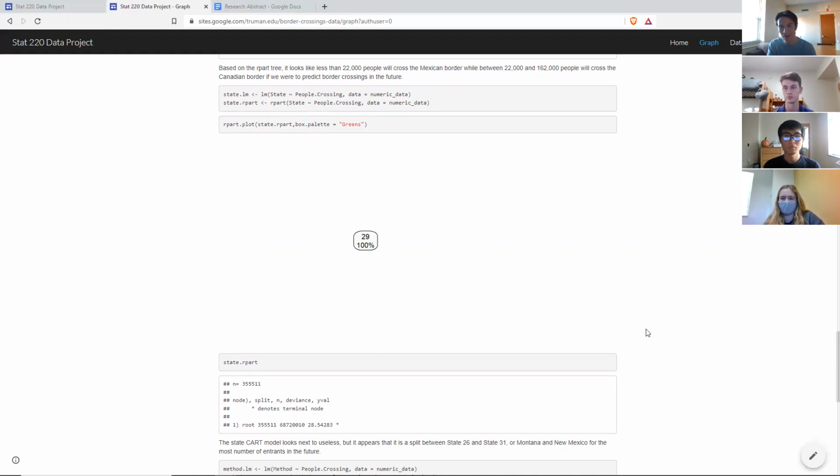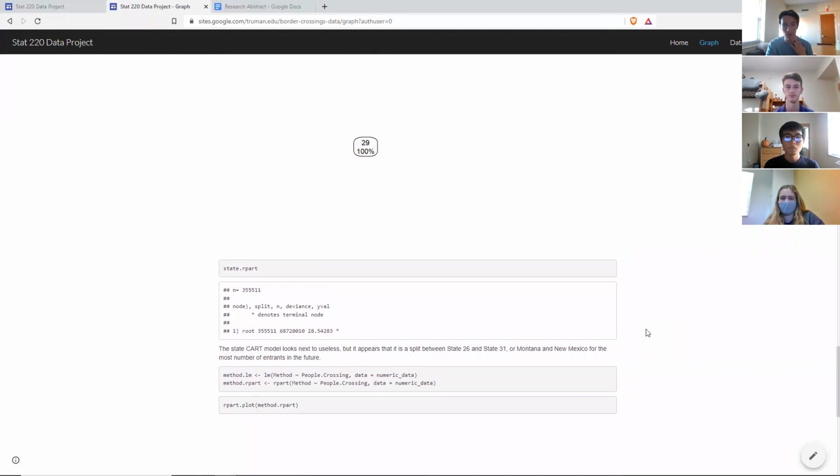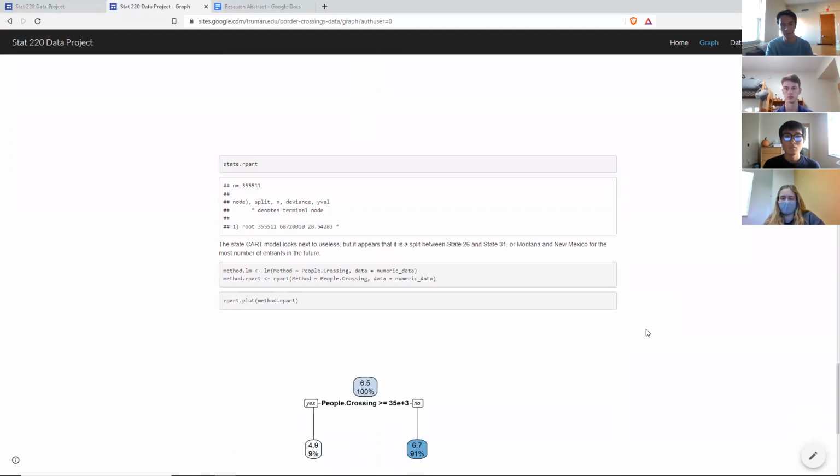This was like, we all kind of agreed this was the only thing that jumped out at us as weird, because I don't think anybody saw Montana or New Mexico being the state that was most likely to be crossed. So that was the only thing that didn't really make 100% of sense.